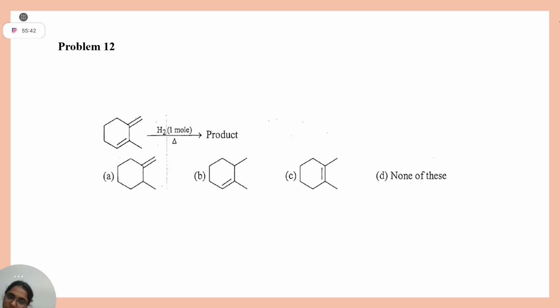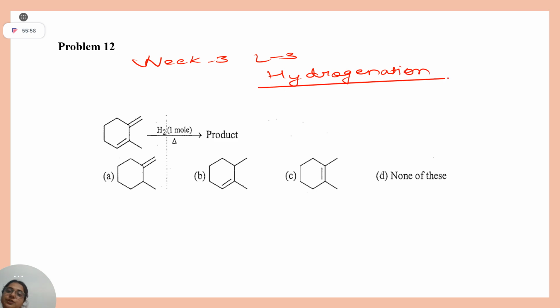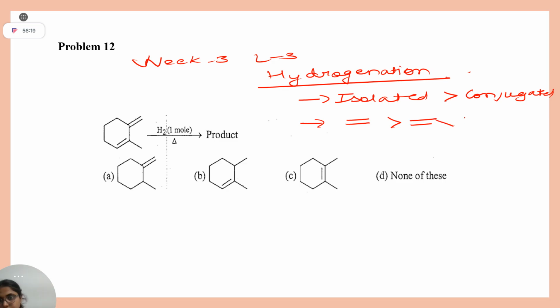Student, this question is from your week 3, lecture 3, hydrogenation. So, for hydrogenation students, you must remember that isolated olefins reduce better than your conjugated ones, and your unsubstituted olefin comes ahead of your substituted one.